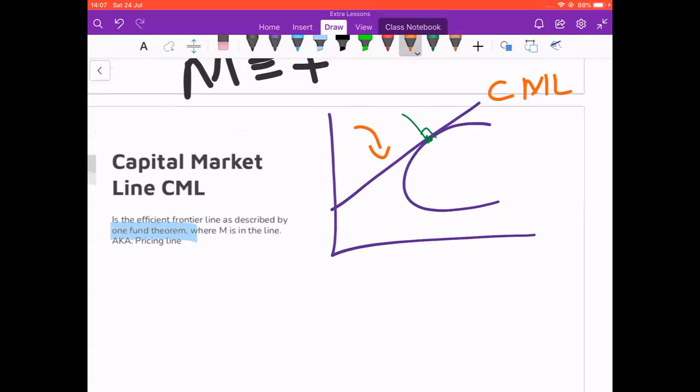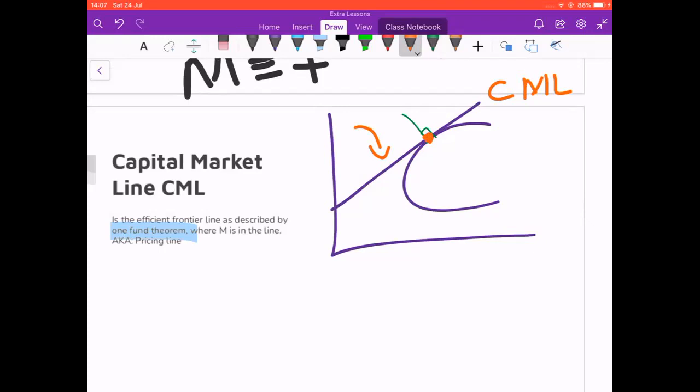We say that M is efficient. We have already said this up there. So M is going to lie on the line, most probably over here. This line also has another name. It can be called the capital market line, or it can be called the pricing line.